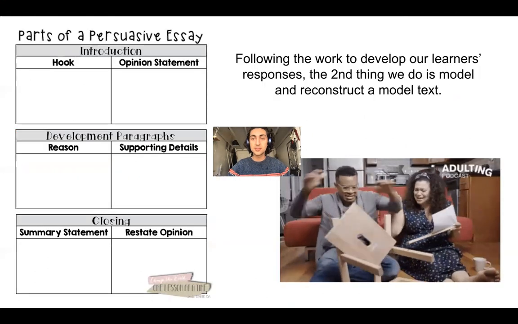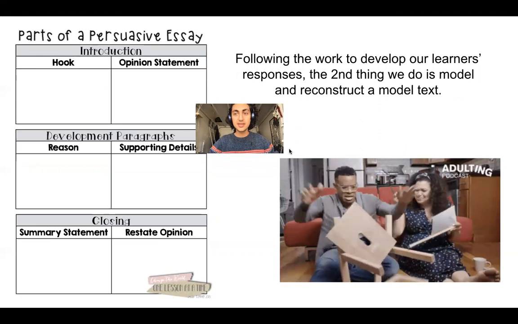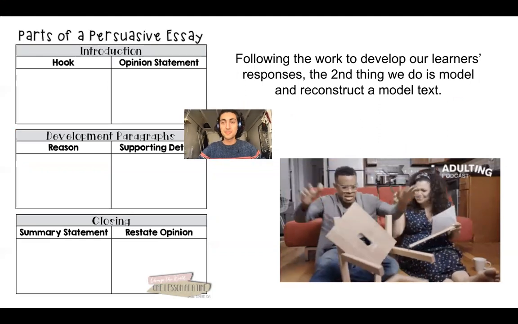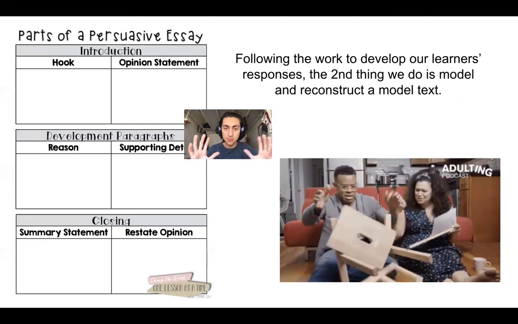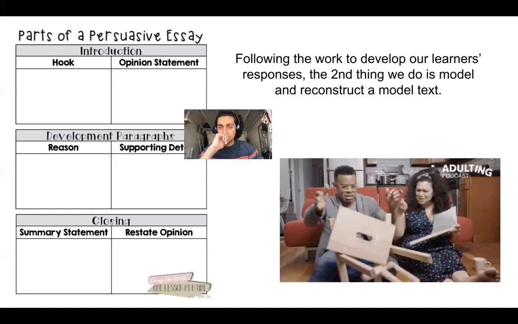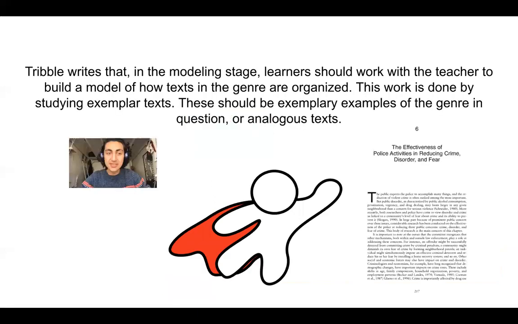Next thing you're going to do is number 2. The second thing is you're going to model and deconstruct a model text. So maybe working with the whole class, you as a teacher are going to work with them to look at a model text like we have here. Like you're going to look at an exemplar text. Here we have the effectiveness of police activities in reducing crime, disorder, and fear. You're going to look at this model text, exemplary text, a perfect text that readers can read.